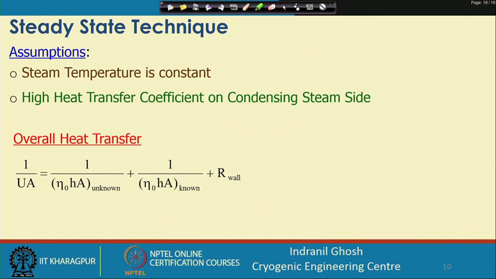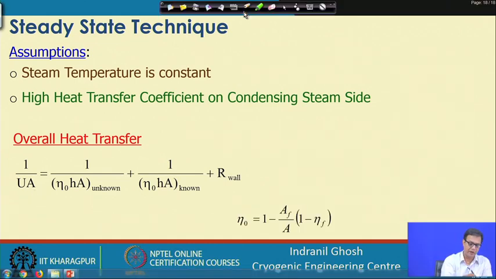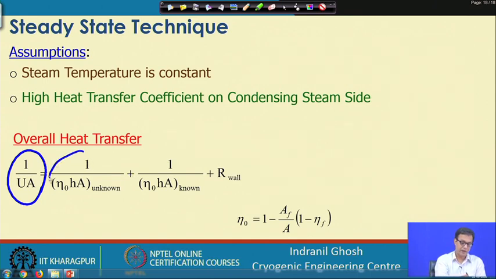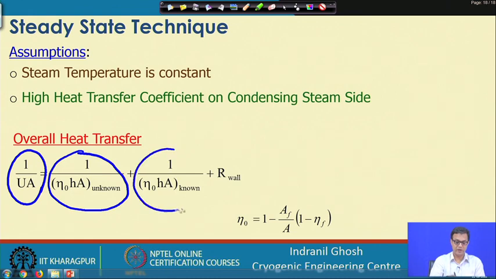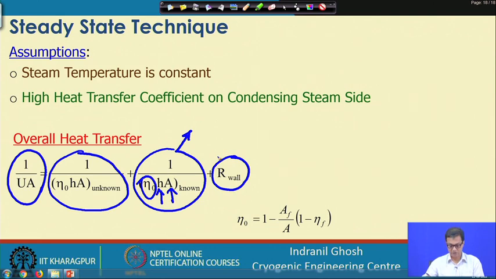When we make these assumptions, we find that the overall heat transfer resistance is given by 1 by UA, and it comprises 3 factors. One is obviously the air side, where we have put the test surfaces and where we need to find the heat transfer coefficient. This is the steam side, where the heat transfer coefficient is known, the area is known, and eta 0, the overall fin efficiency, is also known. And for a very accurate measurement of the heat transfer coefficient, we should not neglect the wall resistance, though it will be of smaller magnitude.